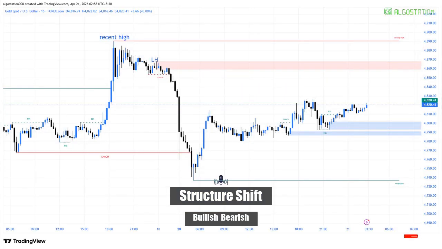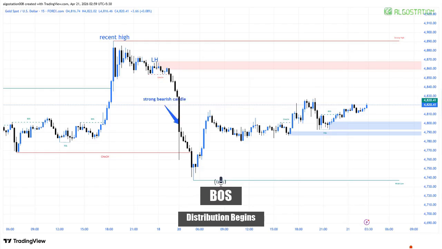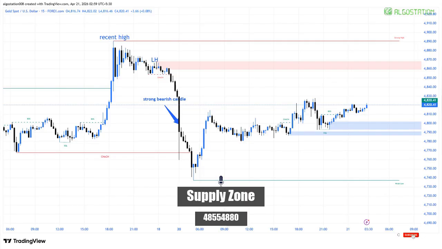We can clearly see a shift from bullish structure into a bearish move. Price formed a strong high and then failed to continue higher. This sharp move down is your break of structure. This is where institutions started distributing positions. This entire zone above becomes a premium supply area. This is where sellers are still sitting.